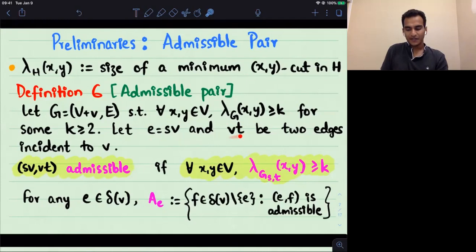Let SV and VT be two edges which are incident to V. We say that this pair of edges is admissible if performing a splitting off operation at these edges still preserves global edge connectivity for all non-special vertices. Furthermore, we also define AE to be the set of admissible partners of the edge E. That is, as long as E and F form an admissible pair, F belongs to AE.